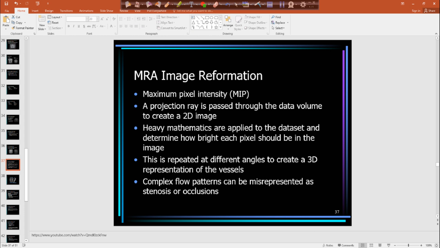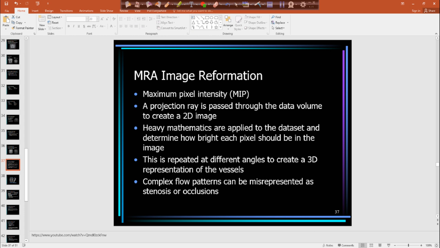So then heavy mathematics that you guys don't need to know are applied to the data set to determine how bright each pixel should be in the image. So that's where you get the name maximum pixel intensity. This is repeated at all different angles to give a 3D representation. That's why when you put it in that post-processing on the Siemens, you can flip and twist and turn that MIP image any way you want so that you can cut out those vessels appropriately.